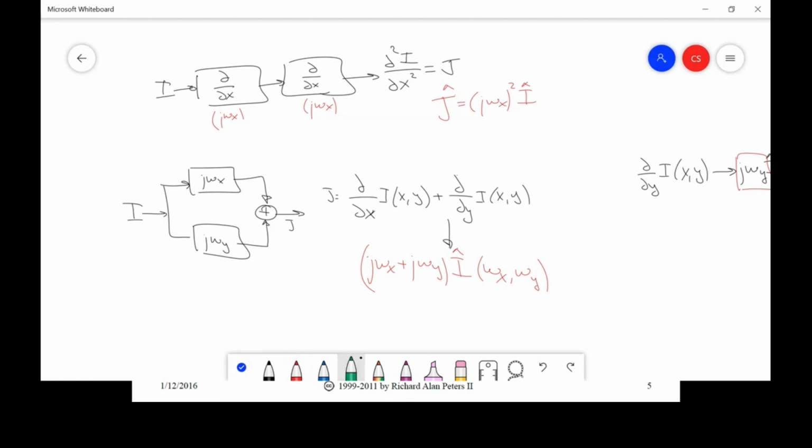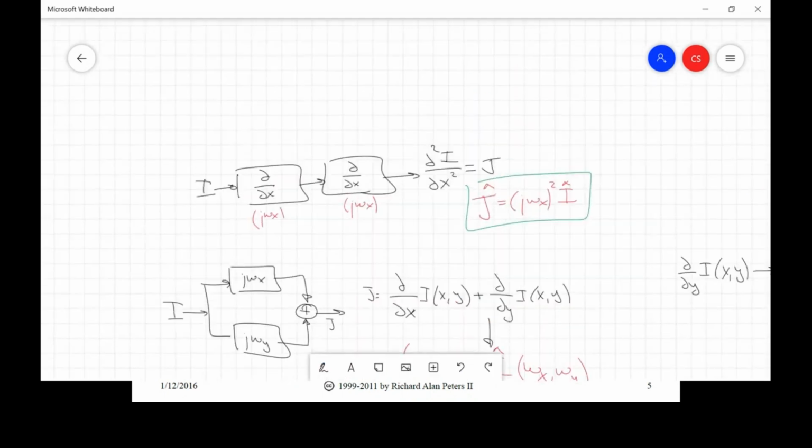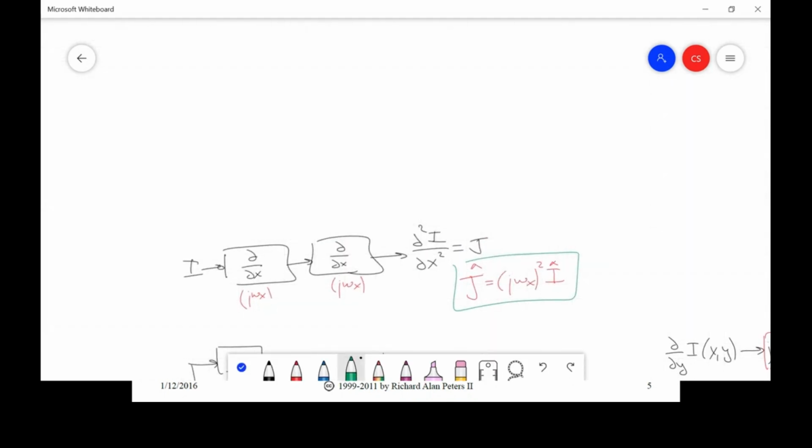So now, if you want to compute any derivative, second derivative, third derivative, any derivative of an input image, you simply have to take this derivative operator and raise it to the power 2, power 3, power whatever. And this gives rise to a very interesting concept. Okay, so now we know how to compute any derivative alpha.